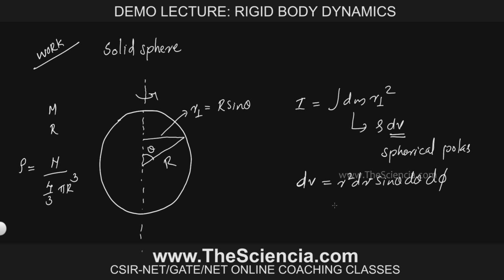Here theta varies from 0 to pi, and phi varies from 0 to 2 pi. Now what you have to do is substitute all these values in the integral and integrate, so you get the answer. Write the answer here.